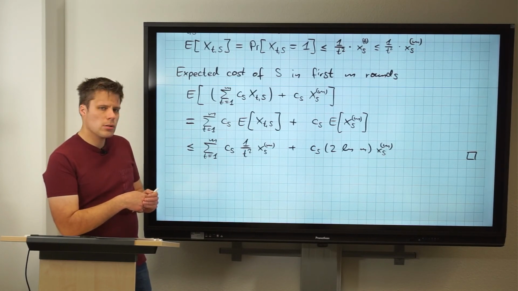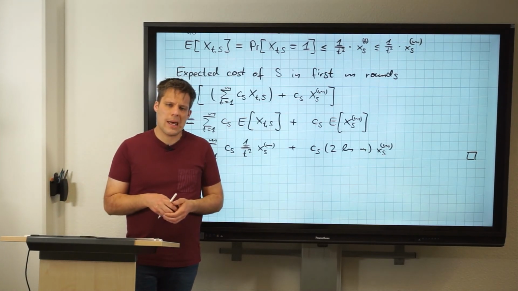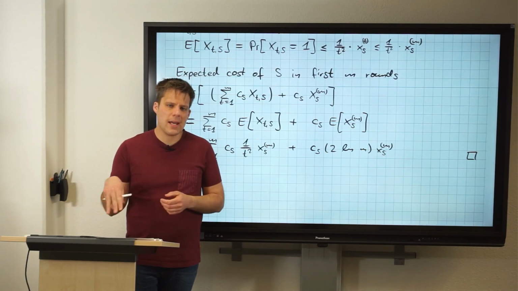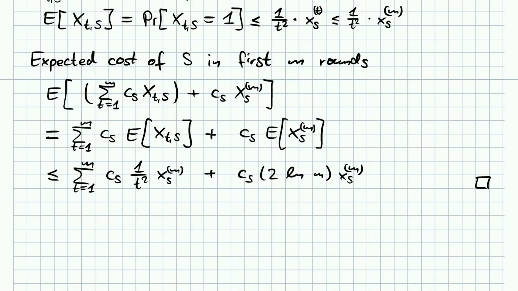So we are almost there. To now bound the cost of our algorithm, we'll only have to add up all these terms. And this is done in the proof of our theorem. What do we have? What is the cost of our algorithm?